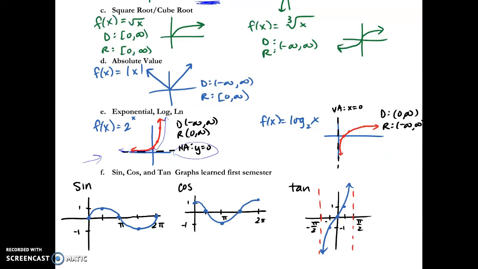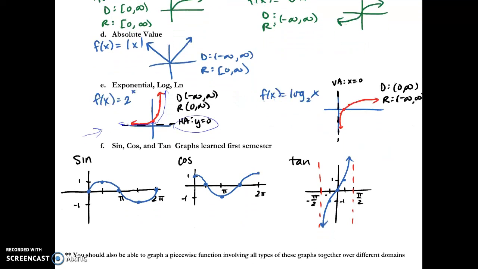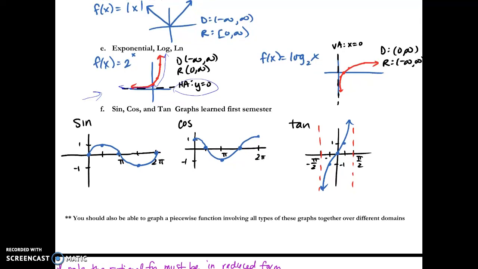With our log graph, log and exponential graphs are inverses of each other. And with our log graph, the domain is only positive values, so we cannot take the log or the natural log of a negative number. And in this case, we're going to see a vertical asymptote at x equals 0. The other three graphs that we expect you to know are sine, cosine, and tangent, and we learned those earlier in the year, and I have those written down here. Okay, make sure you have all these values filled in, and then next we're going to talk about rational functions.